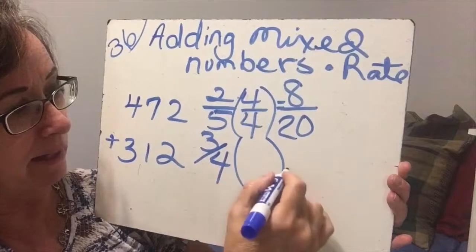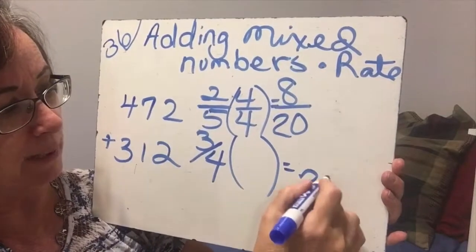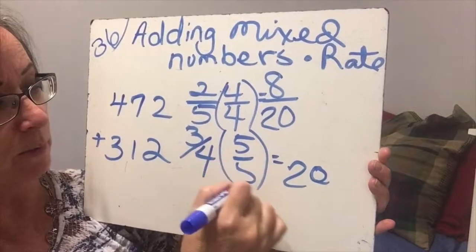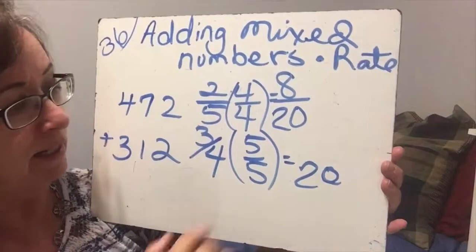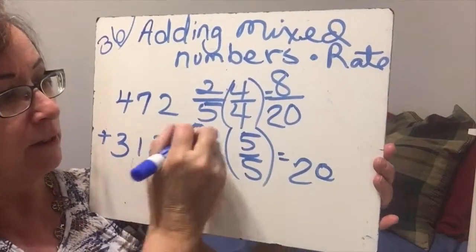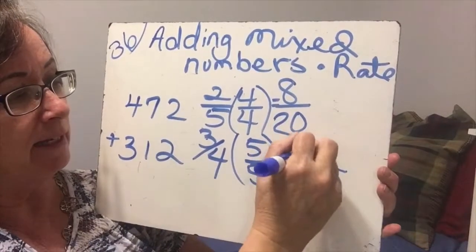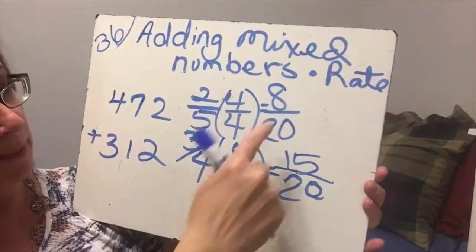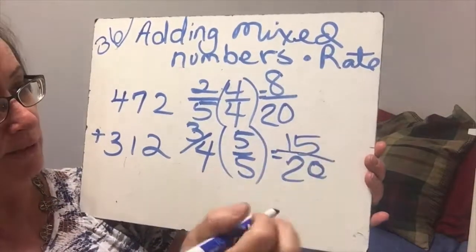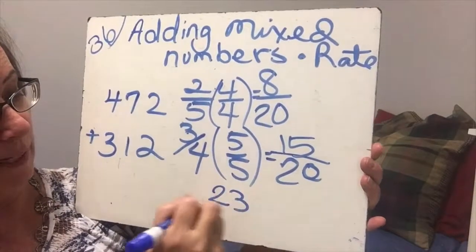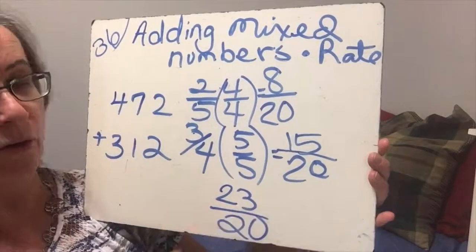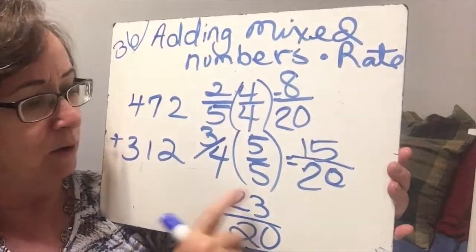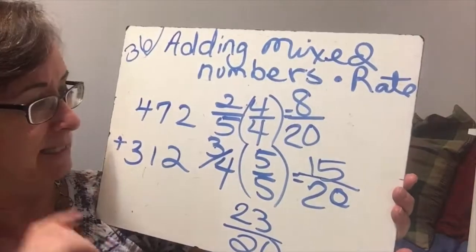Then 3/4, I'm trying to get to 20 at the bottom. So 4 times 5 is 20, so we're going to multiply by 1 in the form of 5 over 5. 3 times 5 is 15, 15 over 20. So now we're adding them together. 8 plus 15 is 23 over 20. Uh-oh, we have an improper fraction, but that's not going to be a big deal. We can just take care of that the next step around.